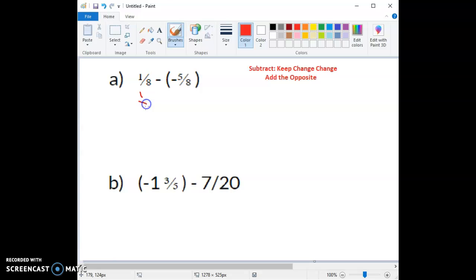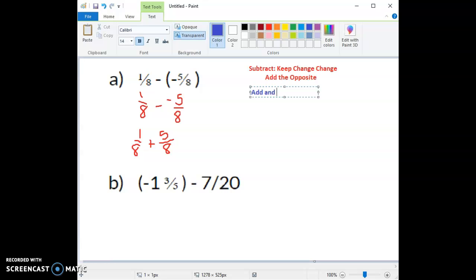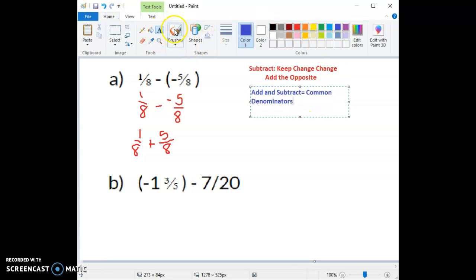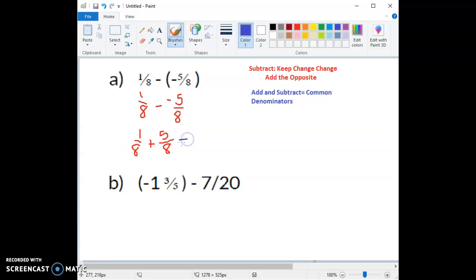So I have 1/8 minus negative 5/8. Okay? And then I'm going to keep, change, change. 1/8 plus 5/8. Okay? And then with fractions, I have to remember that when I add and subtract, I need common denominators. Okay? So I notice that they're both 8, so I already have common denominators.